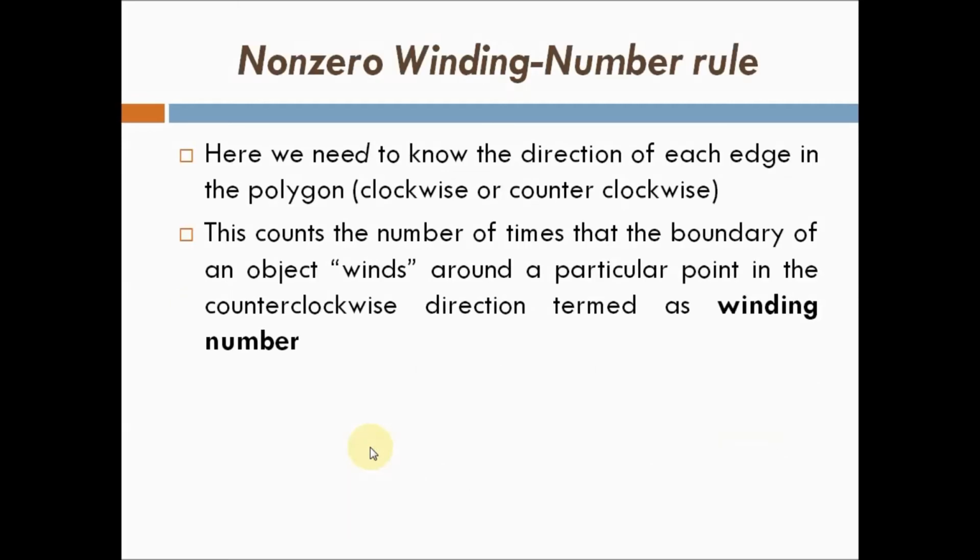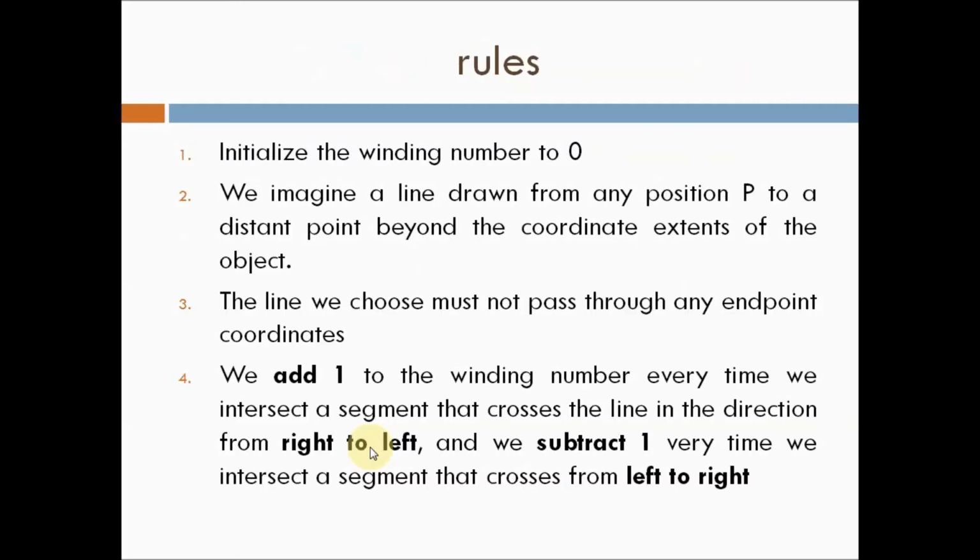Here we need to find the direction of the polygon edges. Either it can move in clockwise direction or it can move in counterclockwise direction. And this counts the number of times that the boundary of an object winds around a particular point in the counterclockwise direction. That is termed as winding number. Don't worry, I will take up the example.